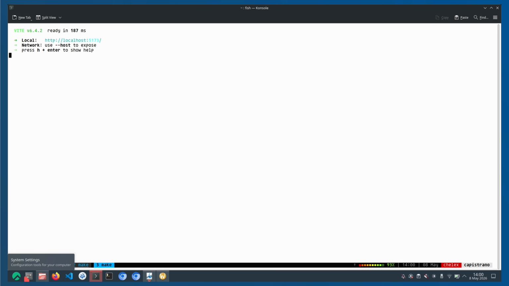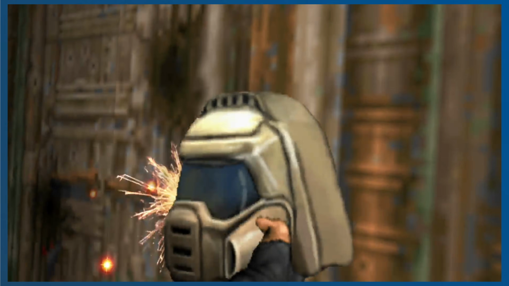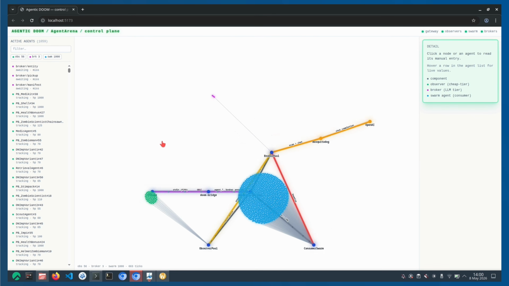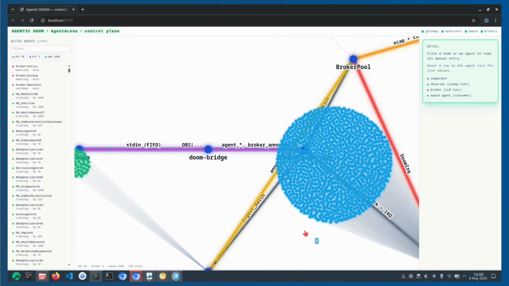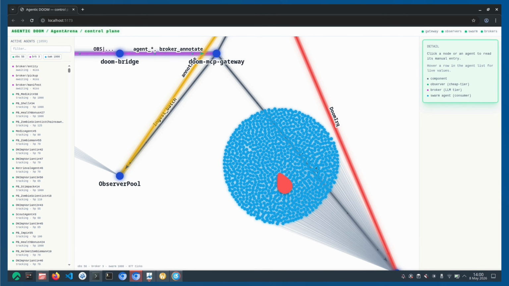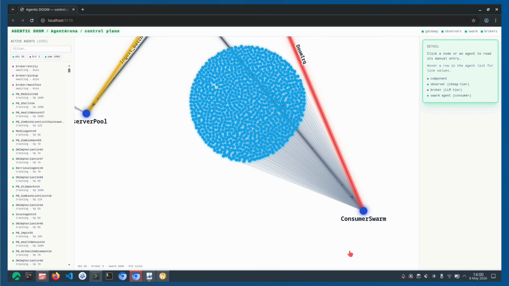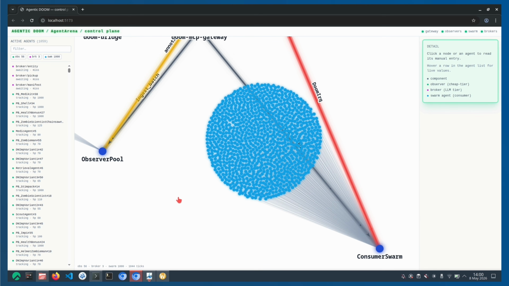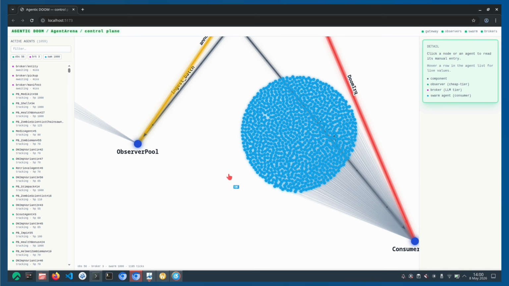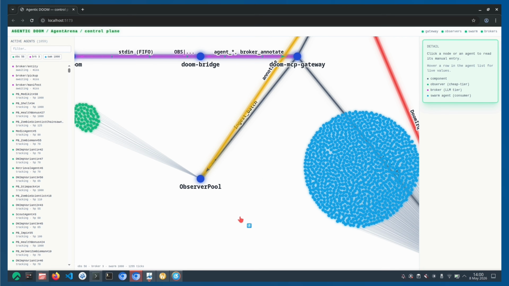Let's see if it comes up. Yeah, so this is our control plane. It's our agentic system. As you see, this is 1,000 agents. They attach to the consumer swarm. We have two sorts of agents: this one for observer and this one for LLM. For LLM, we have 1,000 agents.